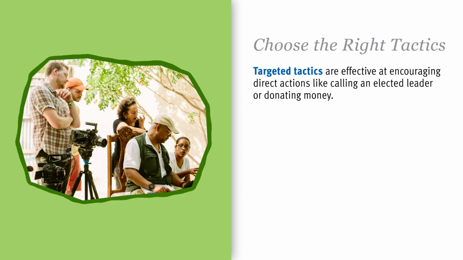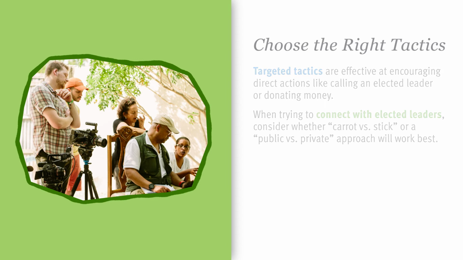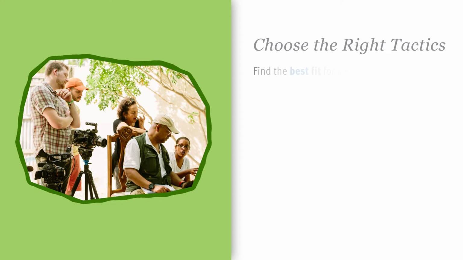Paid media can be especially efficient and effective at reaching a wider audience. When trying to connect with elected leaders, consider whether carrot versus stick or a public versus private approach will work best. Also, consider leveraging the media, as they are especially effective in pressuring elected leaders who track positive and negative coverage. In a campaign, you also might need to achieve several different outcomes, each requiring their own set of tactics.